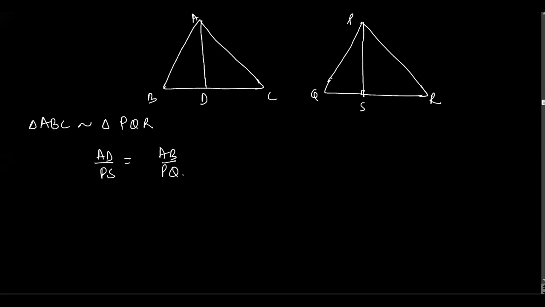Sir, that is D or what? D or B? Yes. AD upon PS will be equals to AB upon PQ. Will it be equal or not, if I'm saying that triangle ABC is equal to PQR?